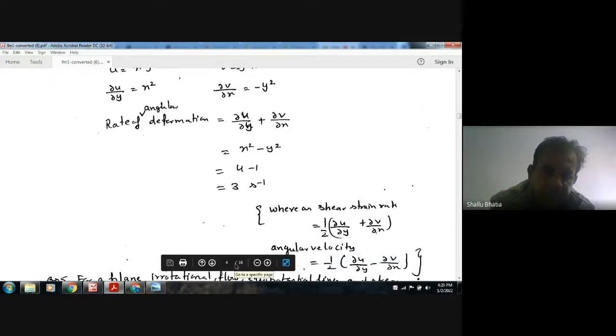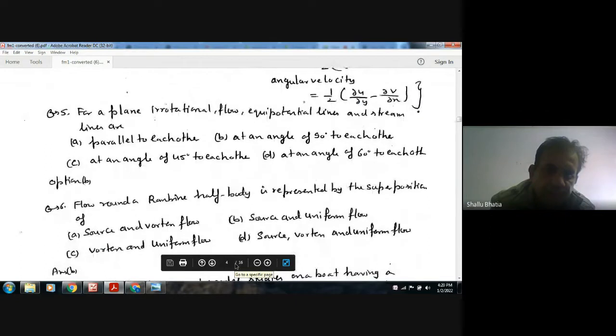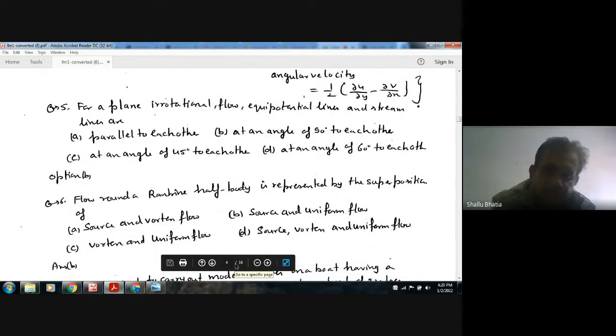Okay, 3 per second. Answer is here, 3 per second. Question 5. For a plane in rotational flow, equipotential lines and streamlines are perpendicular to each other. So answer is here, they are not parallel to each other. Okay, so answer is here B.